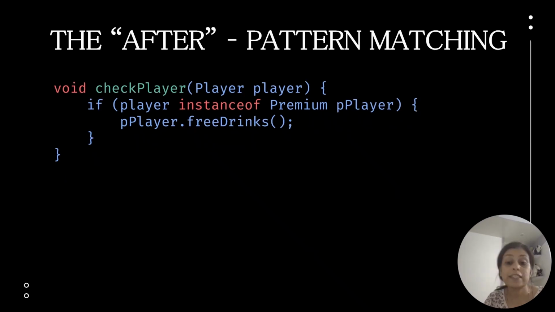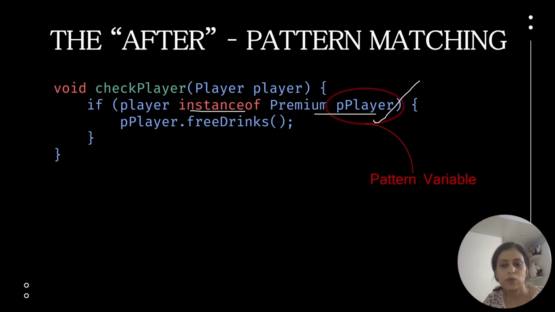Pattern matching is that smart bouncer who checks your ID, puts the wristband on you, and hands you the bottle of champagne all in one smooth motion. No queues, no hassle. Instanceof check, true. Cast and assignment to pPlayer, all in one line. This variable pPlayer is called a pattern variable.